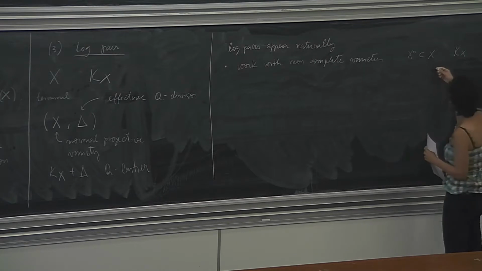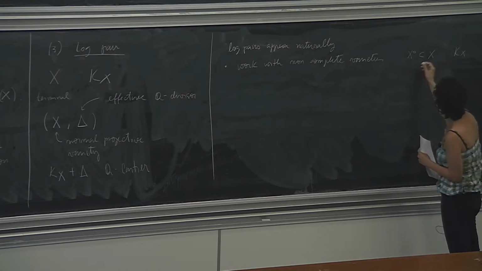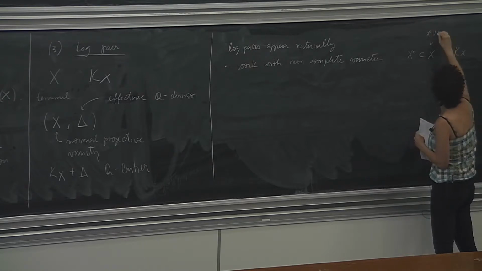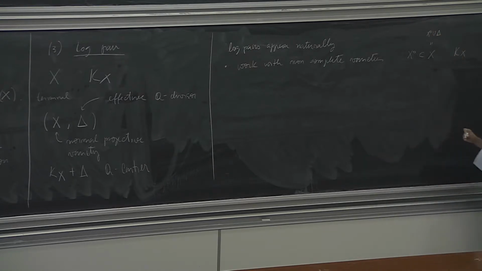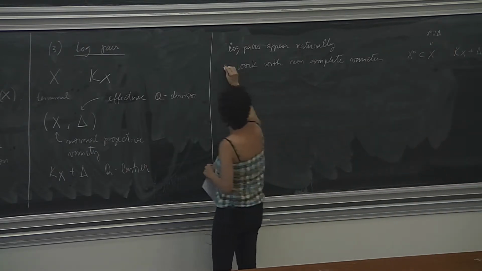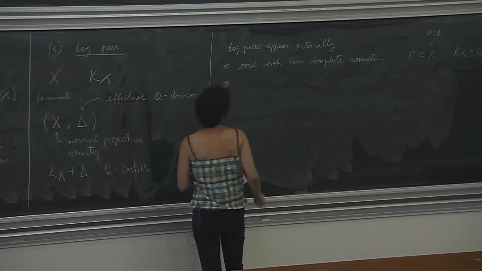But if you keep track here of the boundary, so this is, say, X naught union a simple normal crossing divisor, and if you look at K_X plus delta, this is much better behaved. Then it will not depend so much on the compactification as long as you take a normal crossing divisor. So this is one instance where it appears.